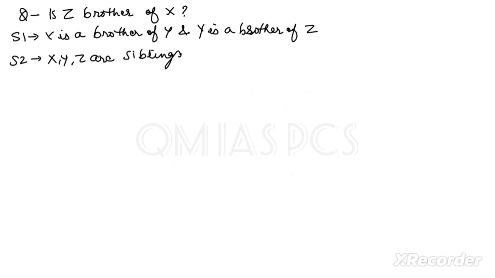Okay, this question is very funny. It is from UPSC 2022. The question is: we have to find whether Z is a brother of X. Statement 1 says X is brother of Y and Y is brother of Z. And statement 2 says X, Y, Z are siblings.